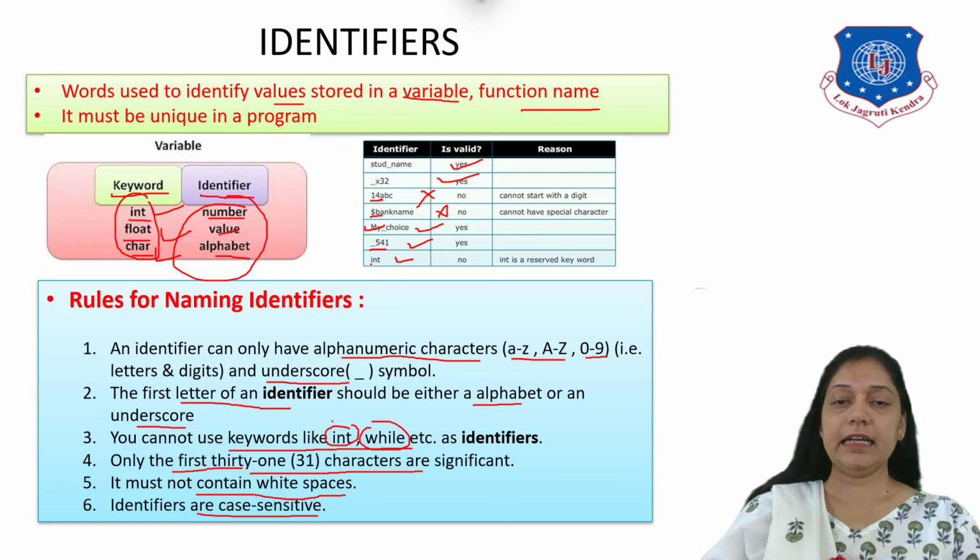The last one is int as my identifier. Since it's a reserved word or a keyword, I cannot have int as an identifier name, so this is also a wrong name for an identifier. So we have seen two tokens, that is keywords and identifiers.